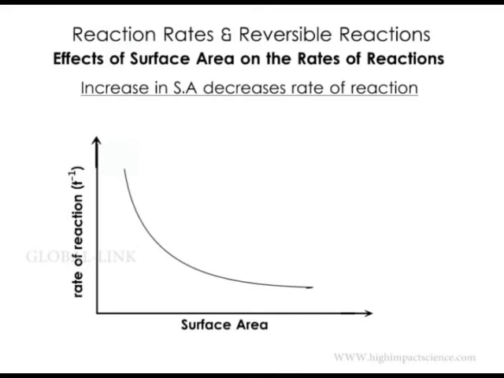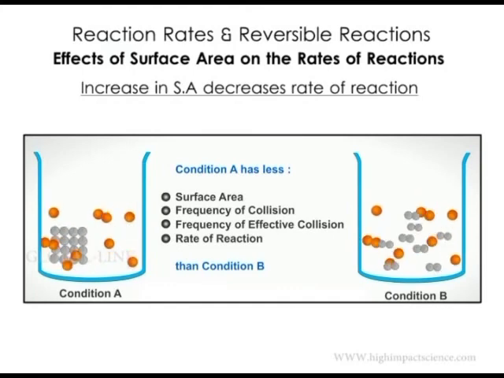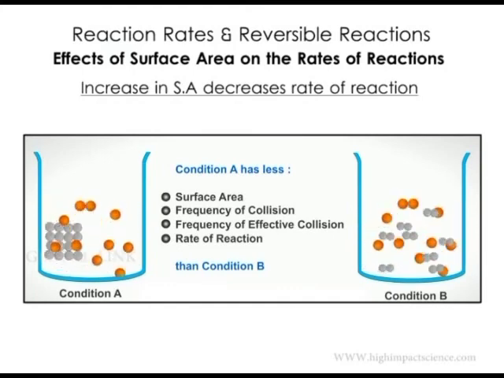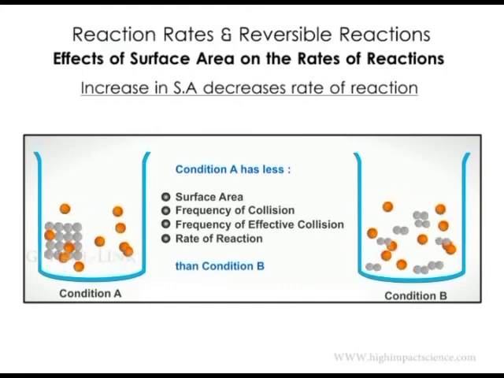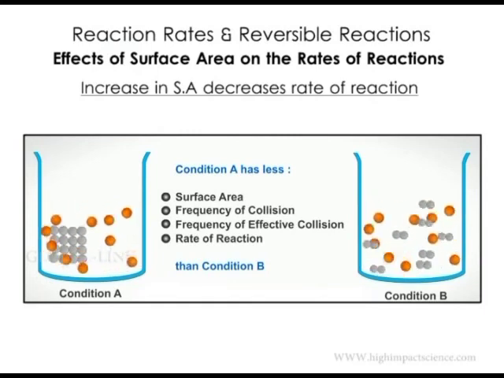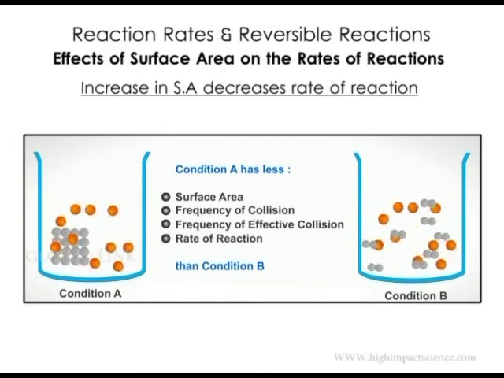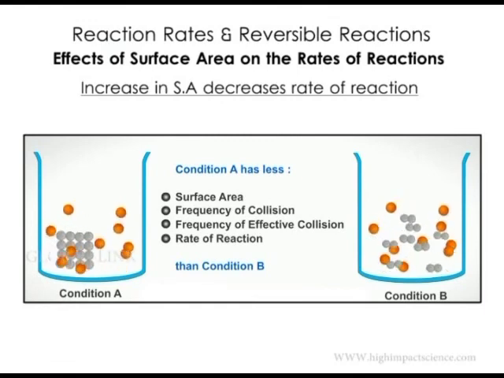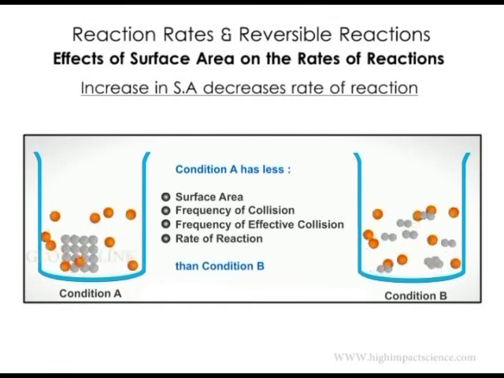So what is the explanation? If the size of a reactant is smaller, the total surface area exposed to collision of particles is larger. The frequency of collisions will increase. This will increase the frequency of successful collisions and therefore increases the rate of reaction.